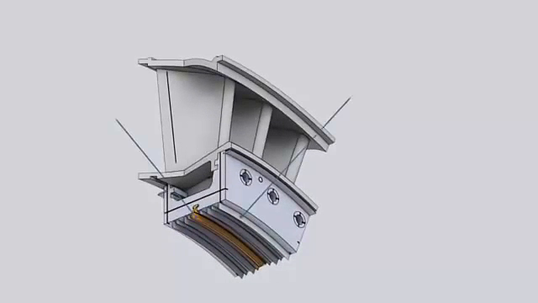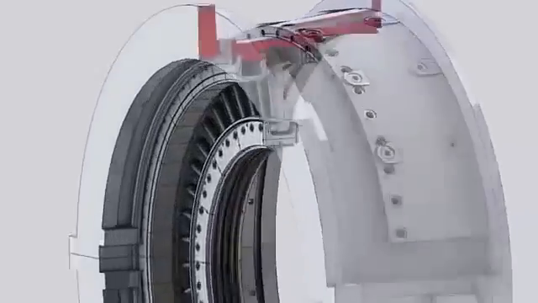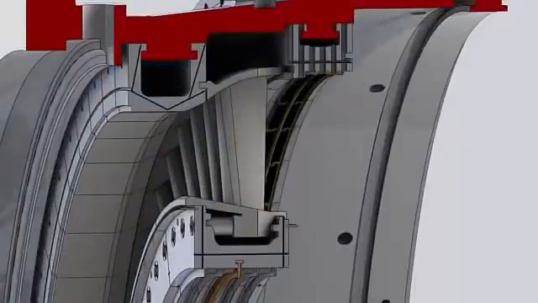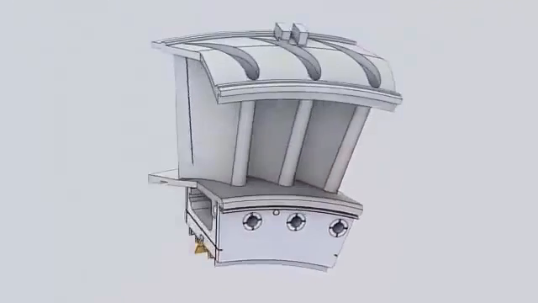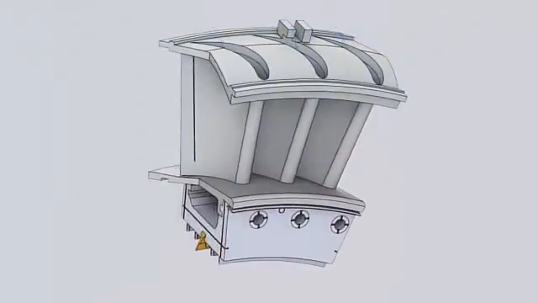A high-low labyrinth seal is machined on the diaphragm inside diameter. These seals mate with opposite sealing lands on the turbine rotor spacer. The second stage nozzle is cooled by compressor discharge air passing through the first stage shroud. Some of this air exits through holes on the airfoil's trailing edges.